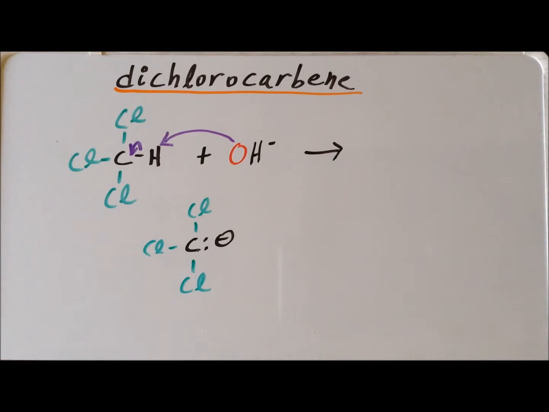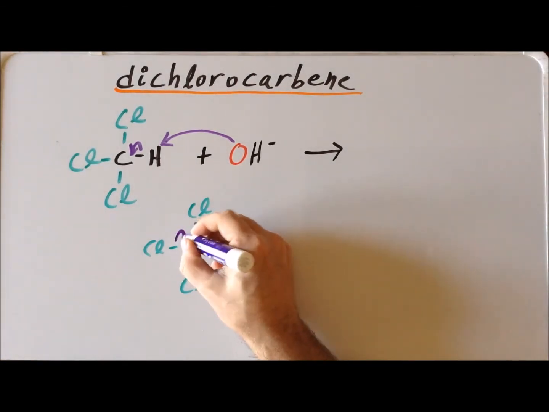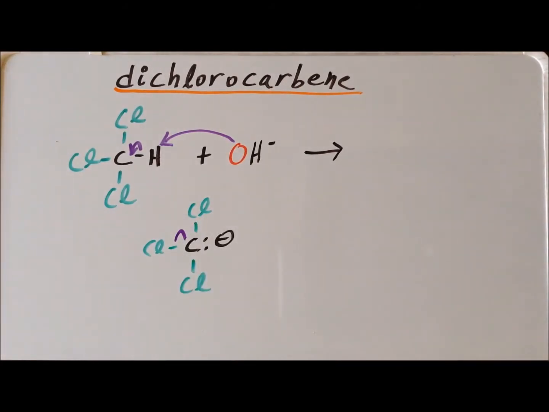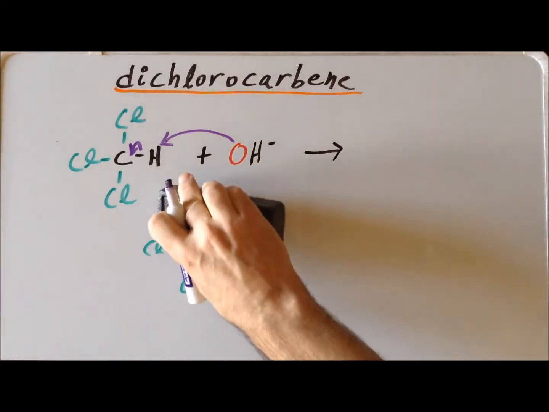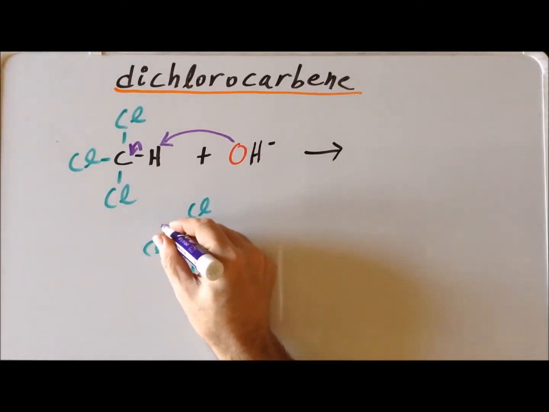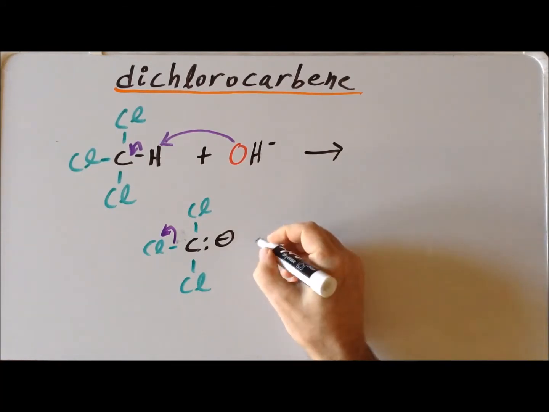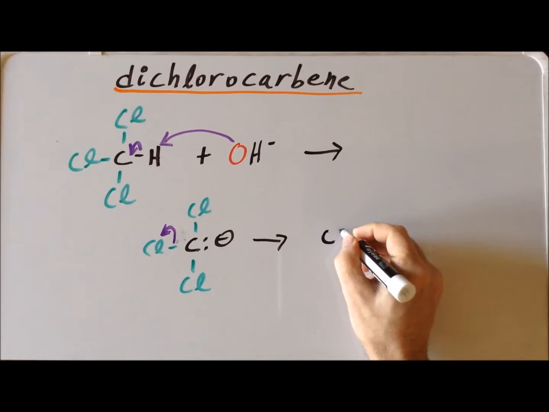However, this particular species is unstable and it immediately loses chloride ion. The bond breaks so that the electrons leave with chlorine as chloride, and we're left with the following species, which we call dichlorocarbene.